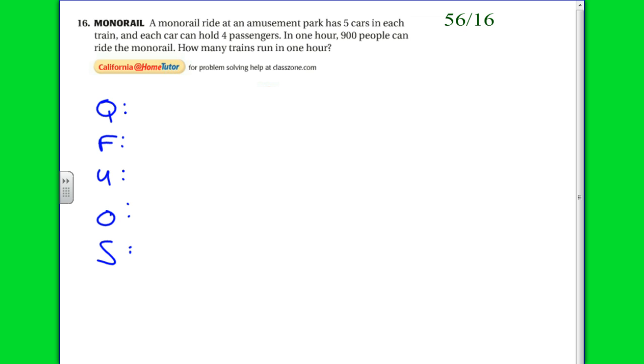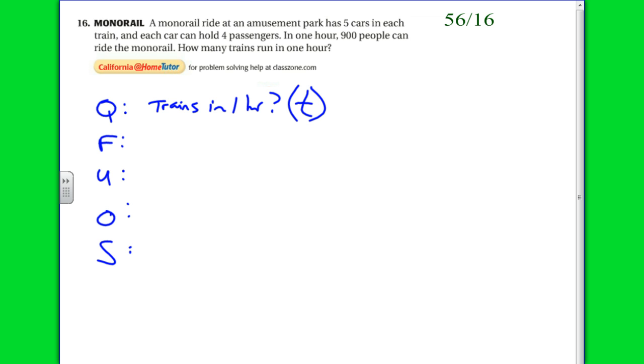So somebody tell me, in just a small number of words, what is the question here? Jensen? Okay, so trains in 1 hour. That's the question. So what letter might be good, Jensen, to represent this? T for trains, why not? Okay, T. There's our variable. We want to see that in the equation that we create.